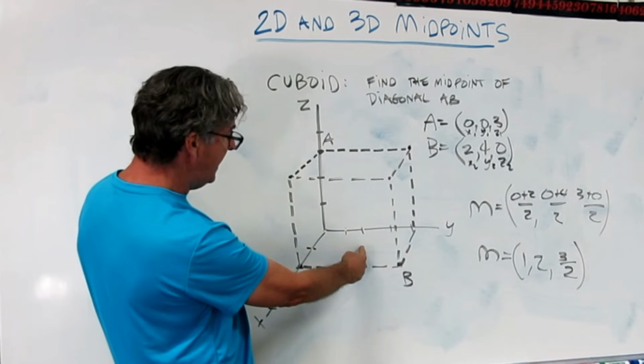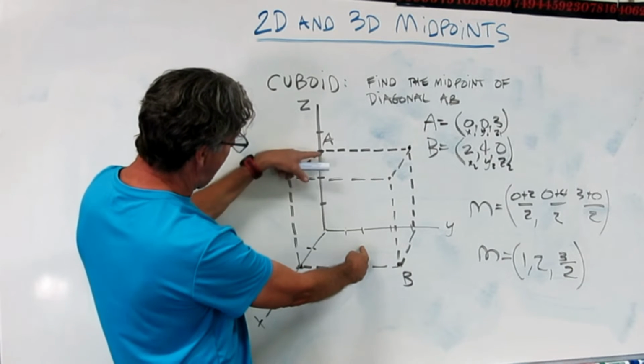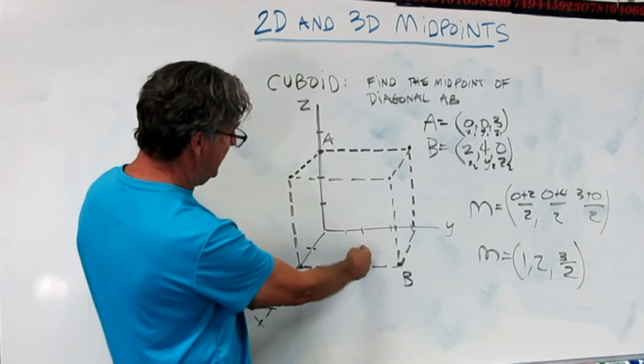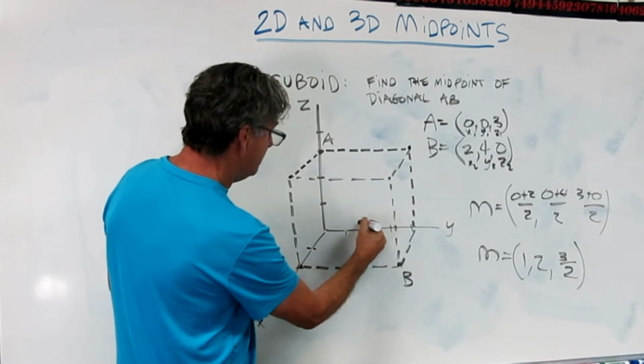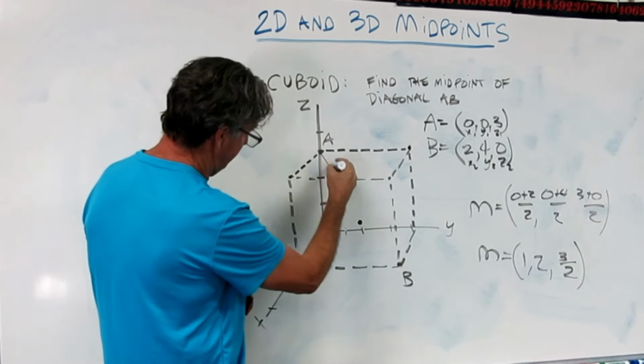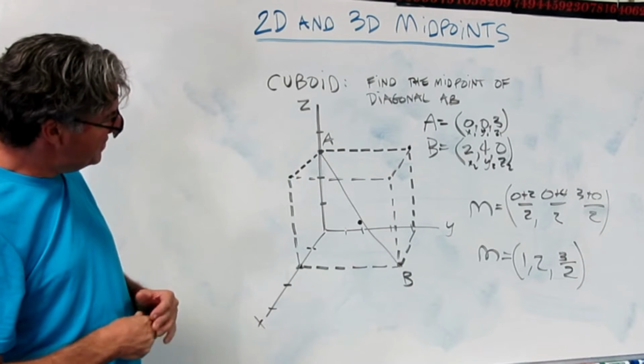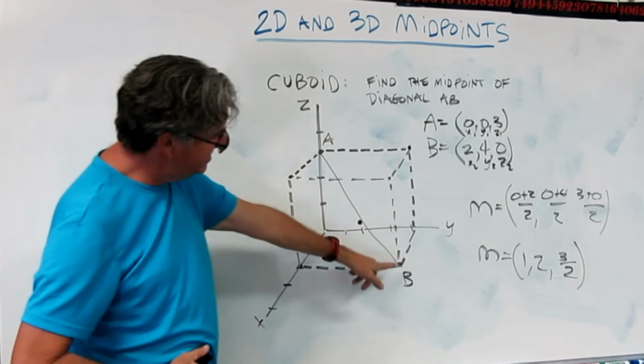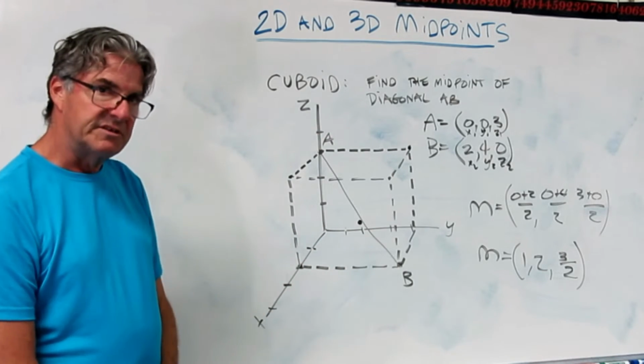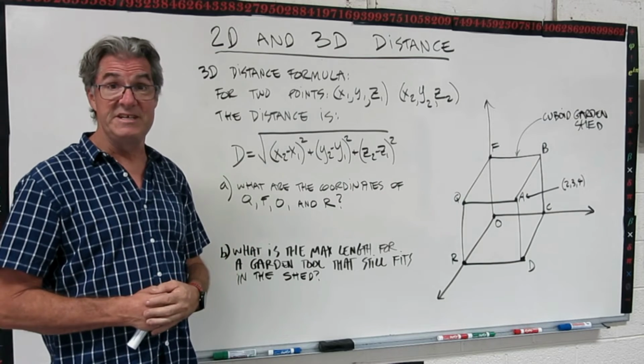And then we're going to go 1.5 up. And 1.5 up is halfway from this corner to the A. So that makes sense. So our midpoint will be right there. And this is our diagonal. It's like that. Now it's a little hard to see because this is coming from the back side to the front, but I think you get the picture. Okay, let's move on to the 3D distance formula.